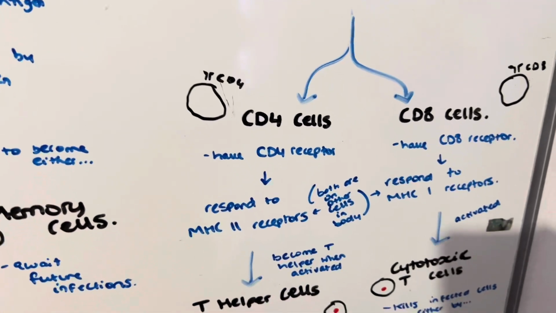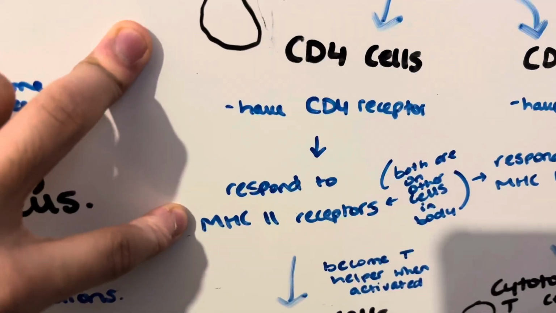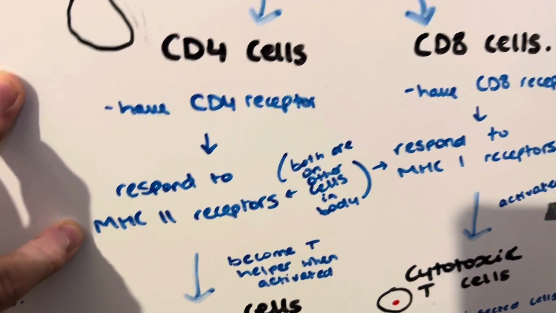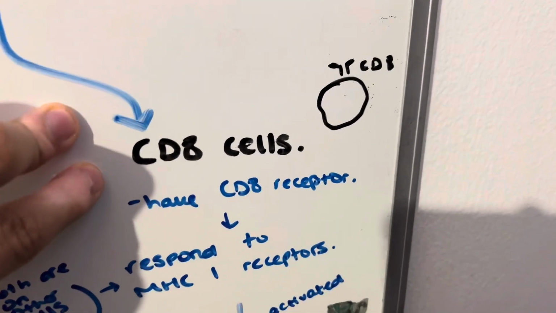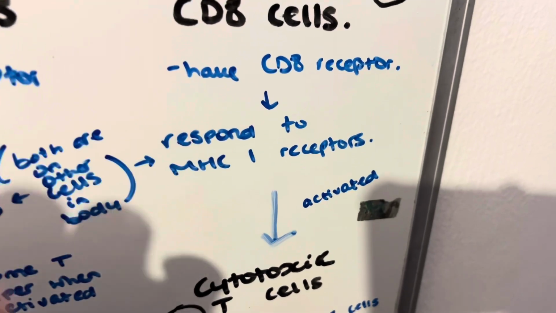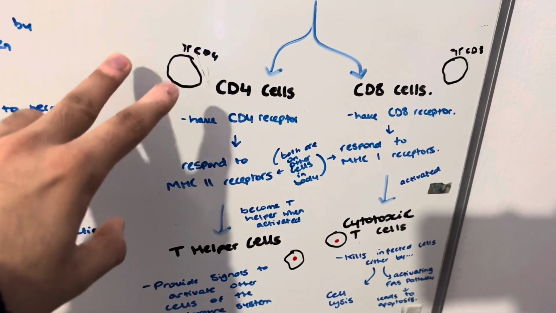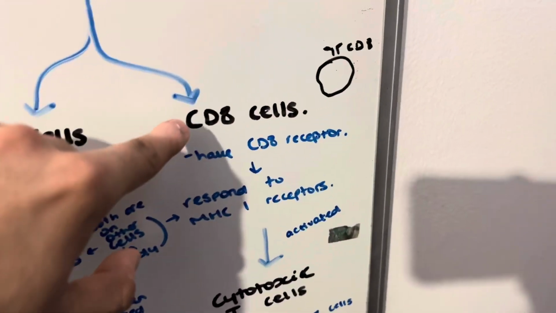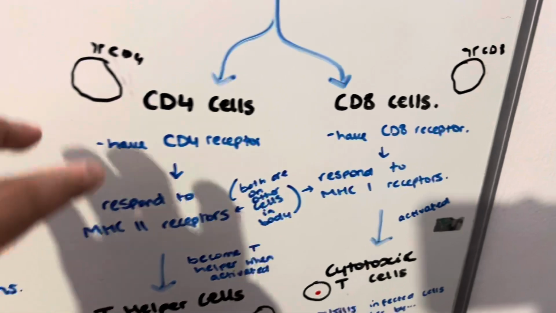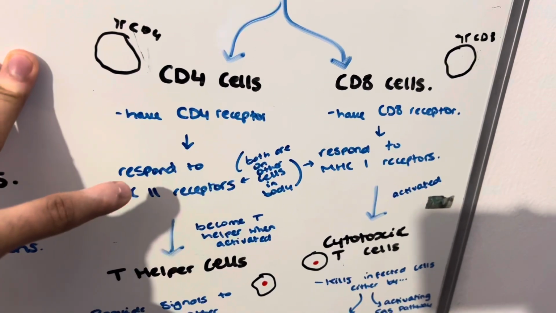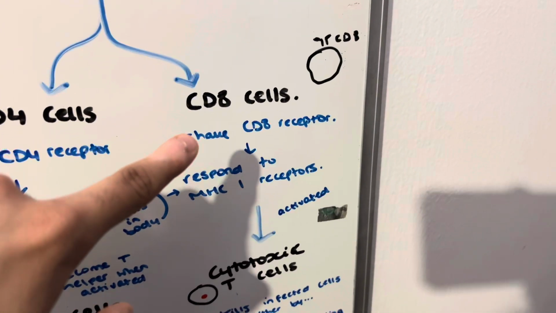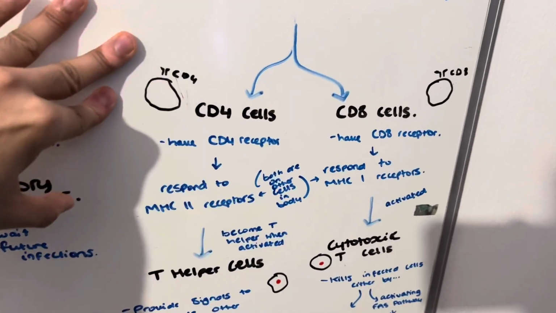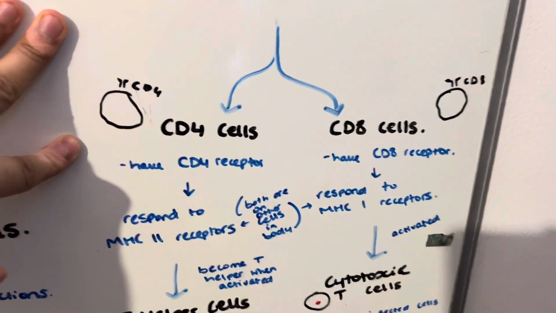Now, the CD4 cells respond to MHC class 2 receptors, and these can be found on other cells in the body. Similarly, the CD8 cells respond to MHC class 1 receptors. An important thing to bear in mind here is the rule of 8. 4 times 2 is 8, whereas 8 times 1 is also 8. So CD4 cells respond to MHC2. CD8 cells respond to MHC1. That's the main thing from there.